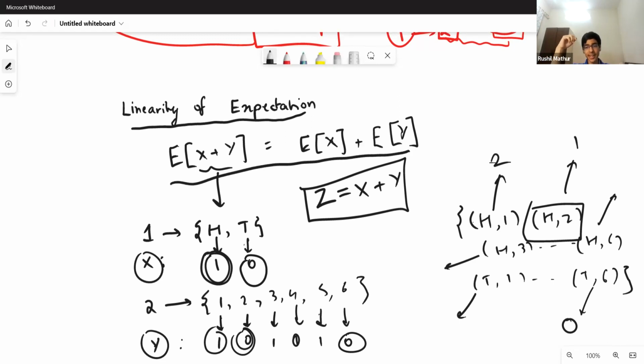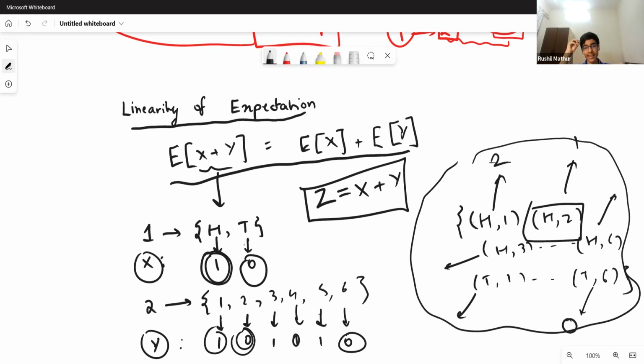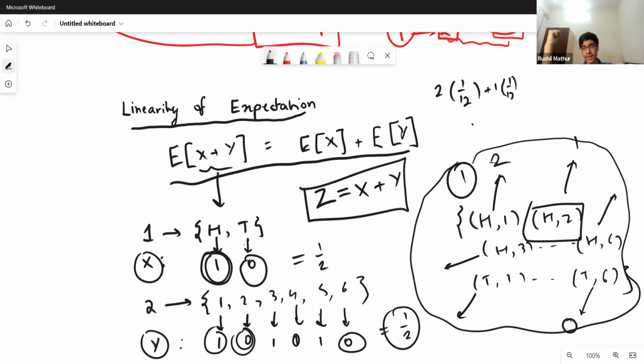First of all, what is the theorem really saying? The theorem is saying that the expected value of Z is equal to the expected value of X, which was half, plus the expected value of Y, which was also half. So the expected value of Z is actually 1. This is not trivial if you try to do it directly, because you'll have to do something like 2 into 1 by 12 plus 1 into 1 by 12 plus 2 into 1 by 12, and lots of cases, 12 cases. You calculate each one, do the sum, and it comes out as 1.